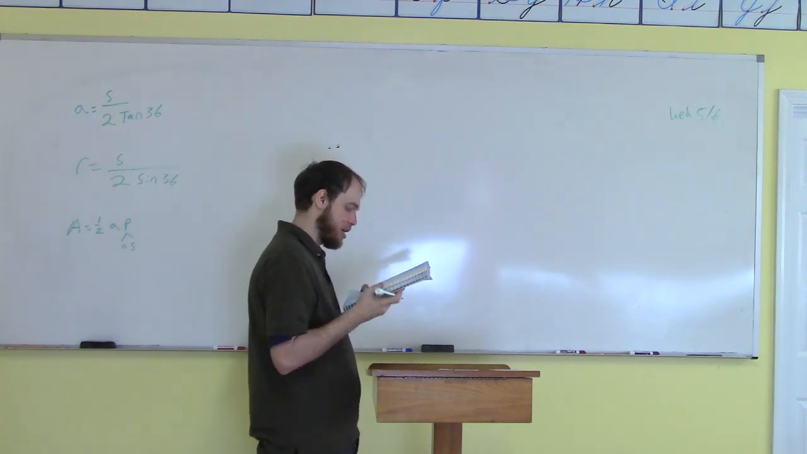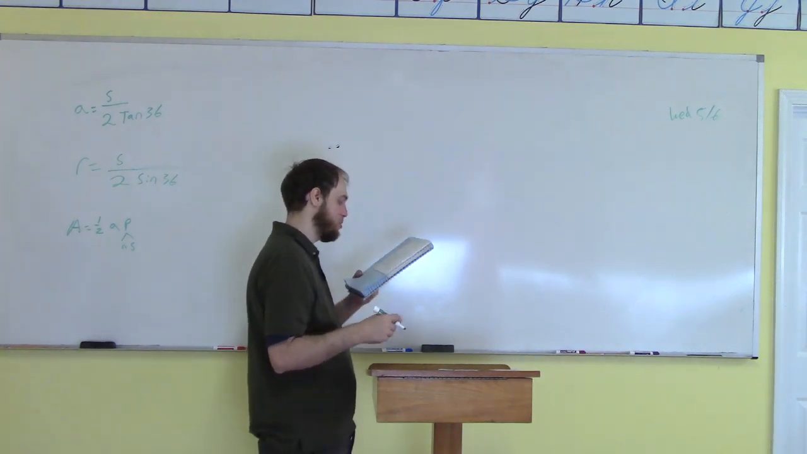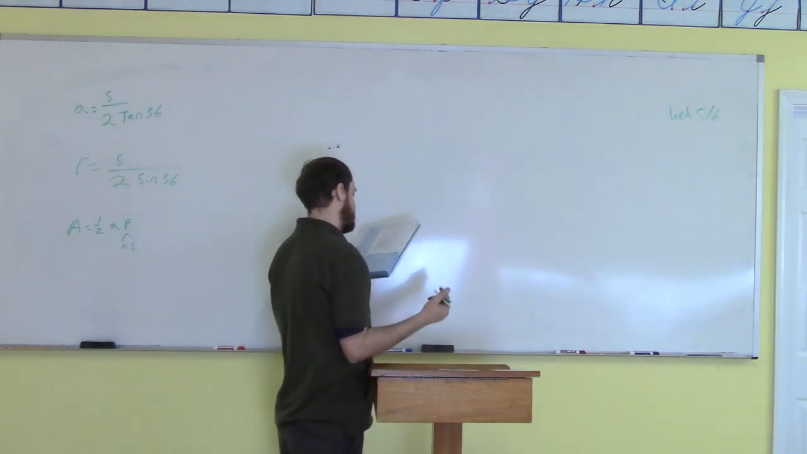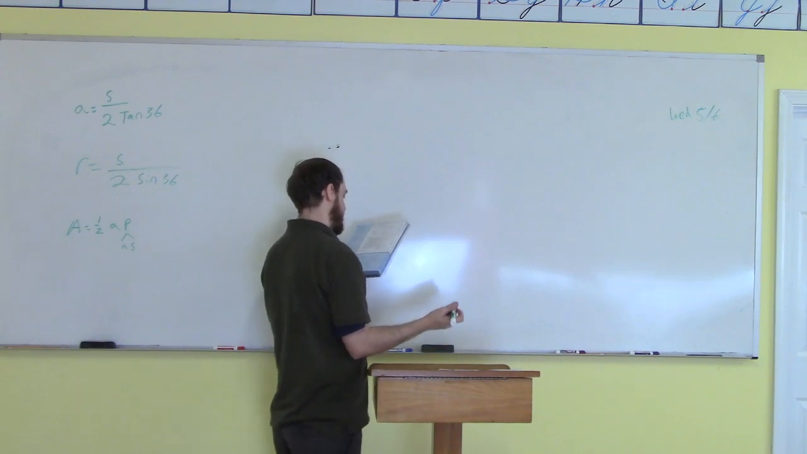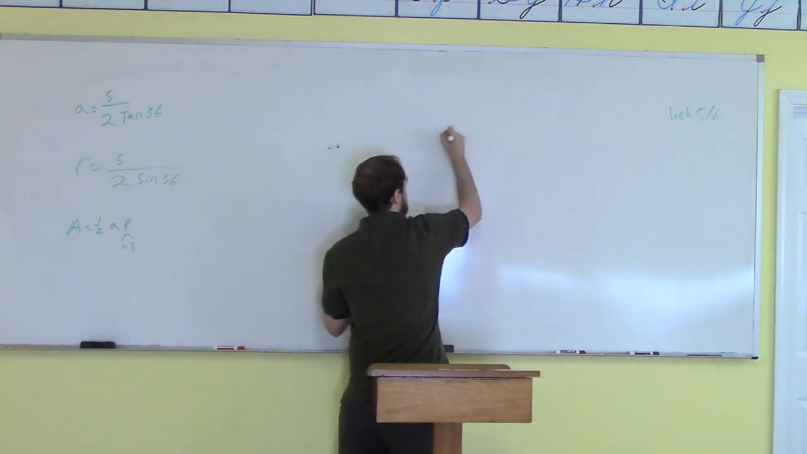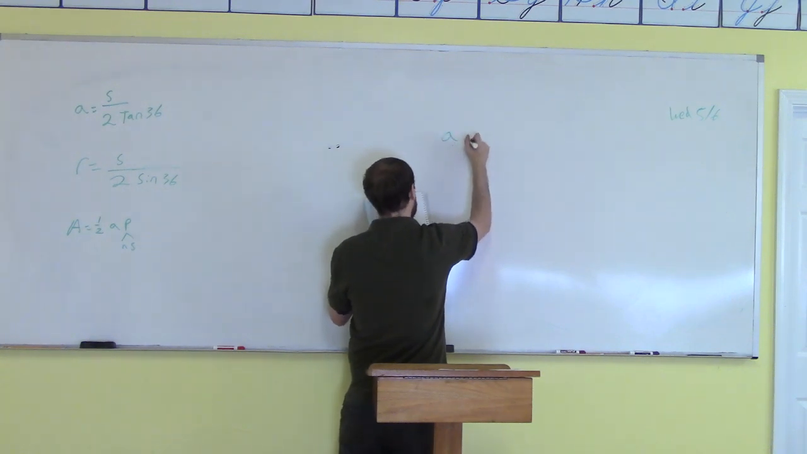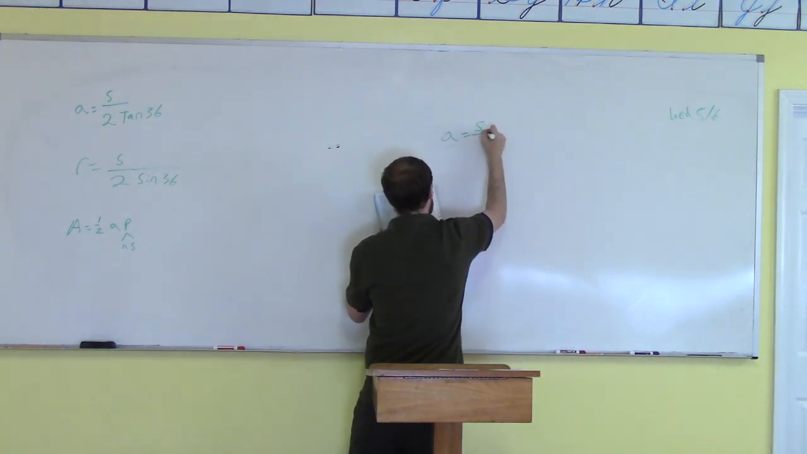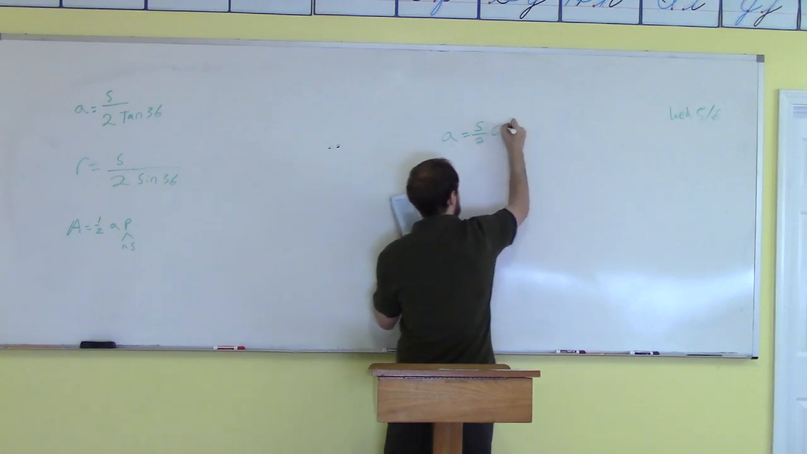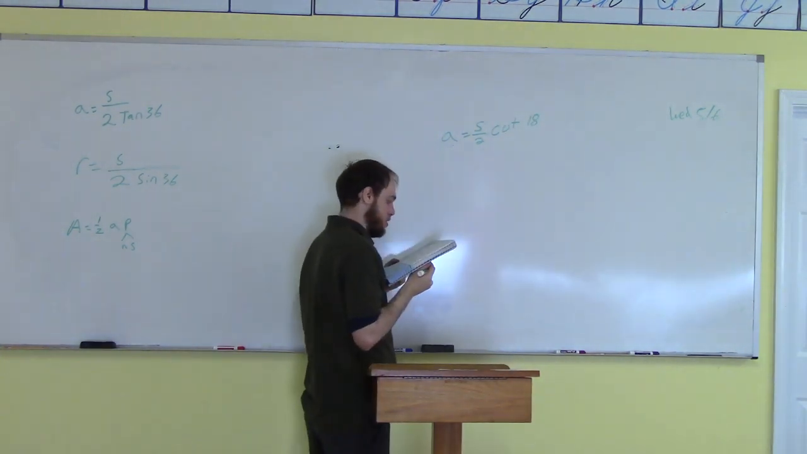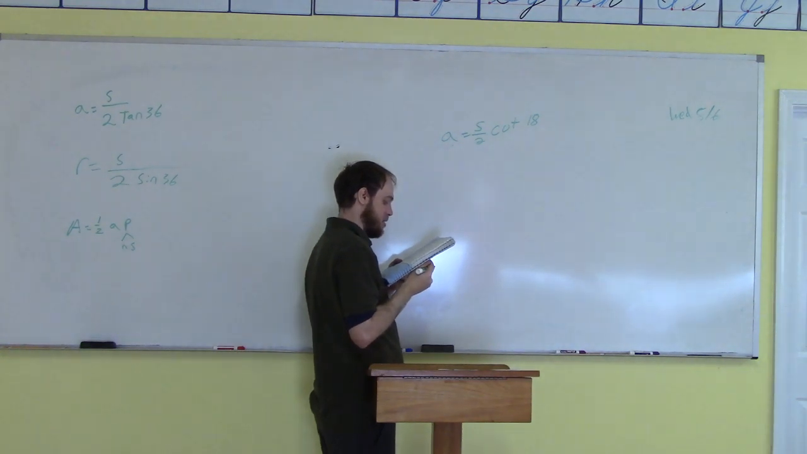I'll go ahead and do 6 and 7 just to make sure we have those. Actually, I'm not even going to have you do 6 and 7. I'll just give you the answer. That way it'll make it a little bit easier for you. So 6 and 7 you don't have to do. A would equal S over 2 cotangent of 18. That is what you're going to have to use for 8, 9, and so on.